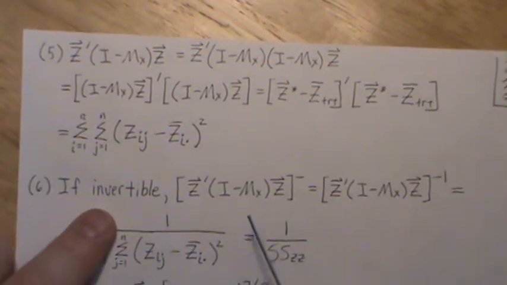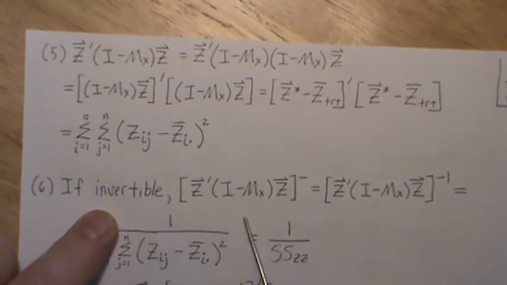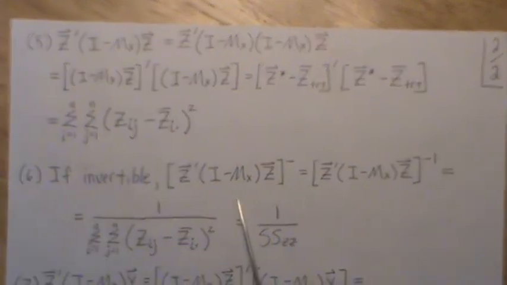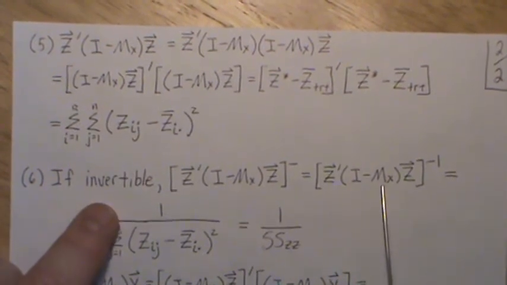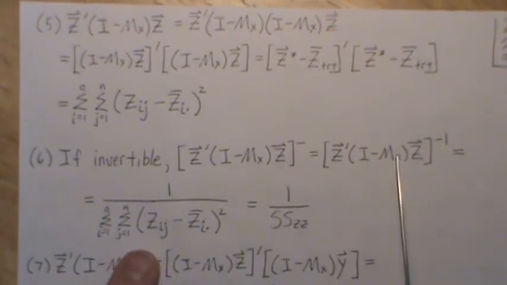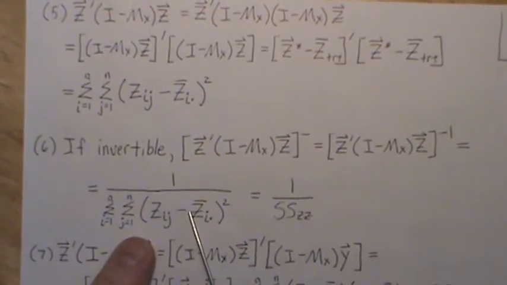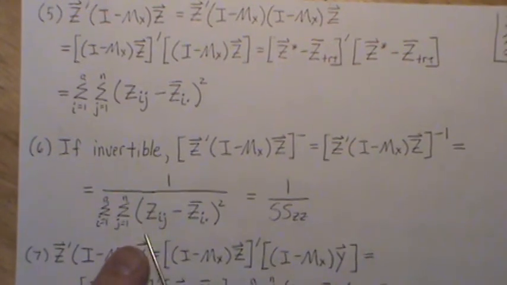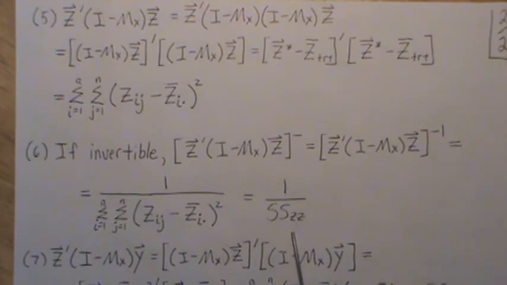Now, if this is invertible, so we just looked at this, meaning since this is a number, if this is non-zero, it has an inverse. And if it has an inverse and it's a scalar, you just take it to the bottom. And then we're going to call this SSZZ, 1 over SSZZ.